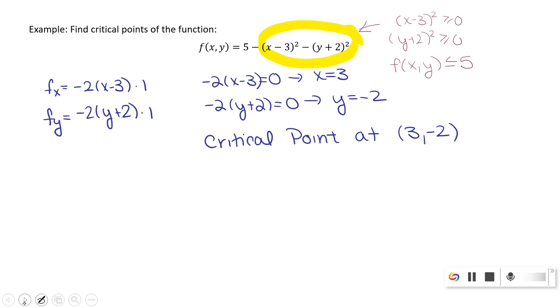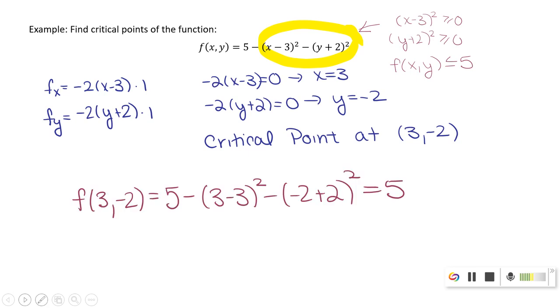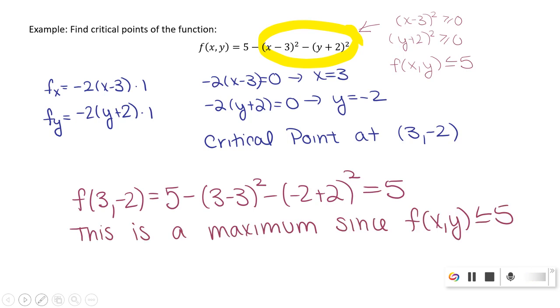And then I guess we could argue that if we plug that critical point (3, -2) into our function, we can actually see that the function value is 5 at the point (3, -2). And that is the largest value this function can take on. So this happens to be a maximum because our function values are always less than or equal to 5. So in this particular case, we actually have a maximum at our critical point.